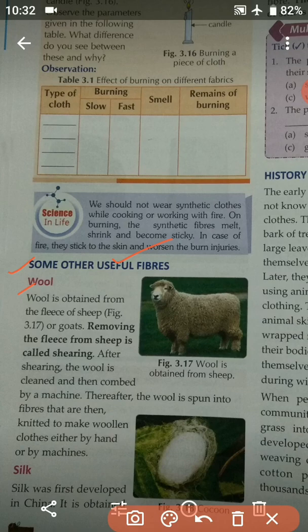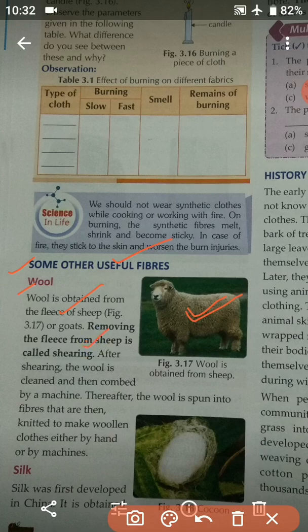So students, we all know that we get wool from sheep or goat, but you have to keep in mind about the fleece of sheep. That means we can obtain the wool from the woolly outer covering of the sheep or a goat. Removing the fleece from the sheep is called shearing. That means removing the outer or woolly covering from the sheep is known as shearing.